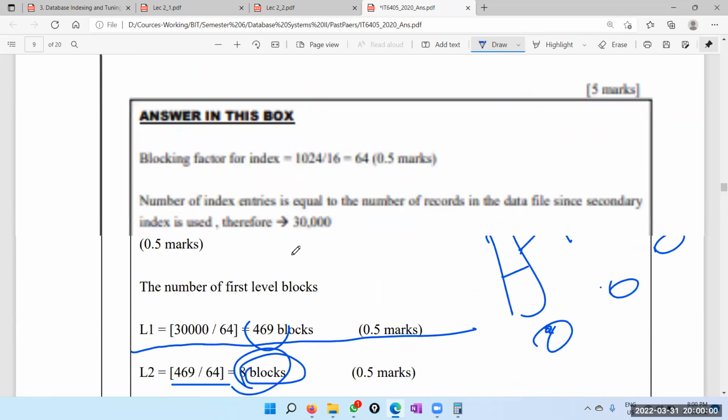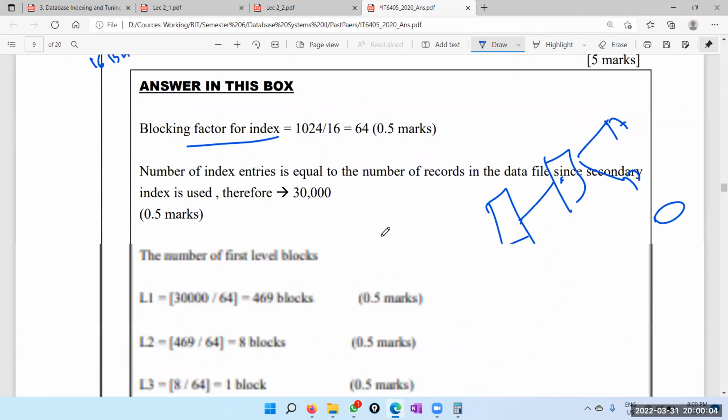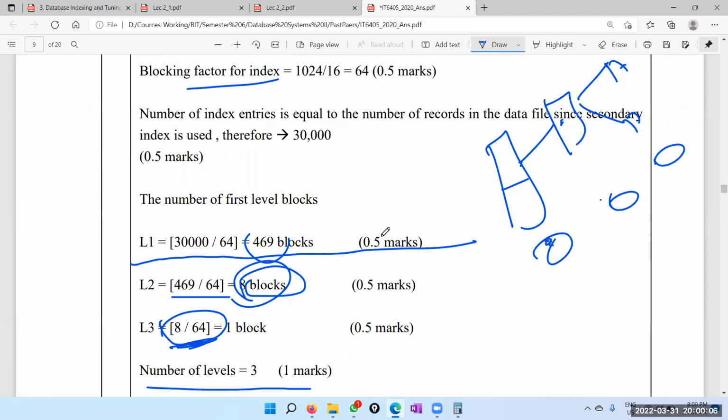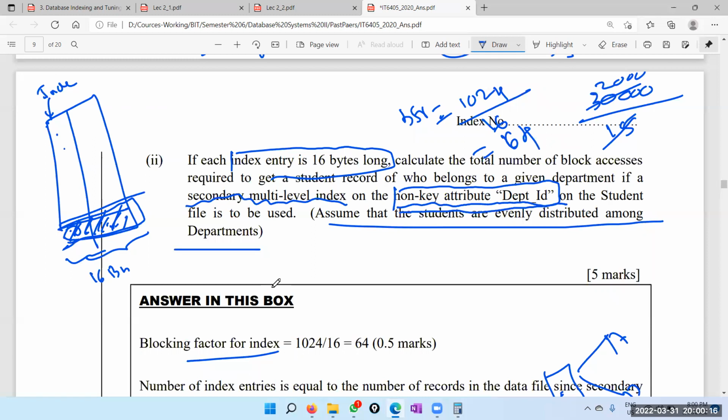Now remember, this is for the department ID. Now we have found the department ID.